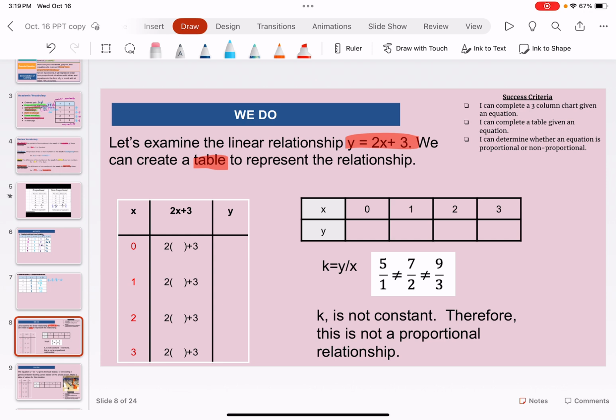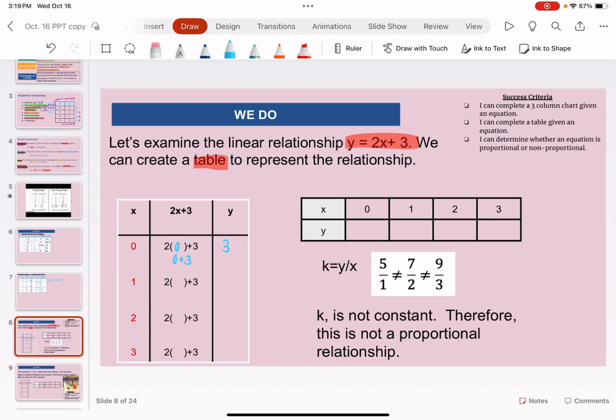So then in the middle, this is a 3-column chart. It has the equation, right? So in this parentheses, we see that we have 2 times x. So if our x is 0, I'm going to do 2 times 0 plus the 3 to get my y value, right? So 2 times 0 is 0. 0 plus 3 is 3.